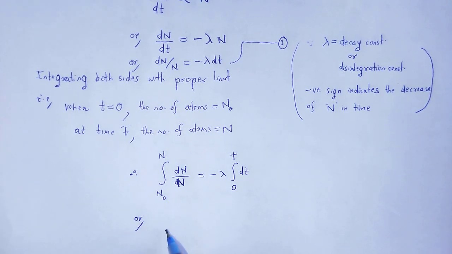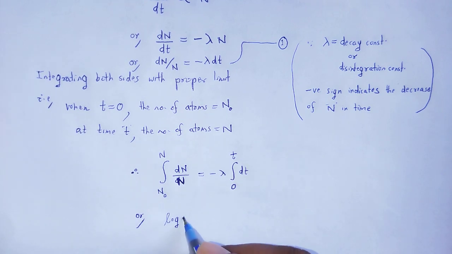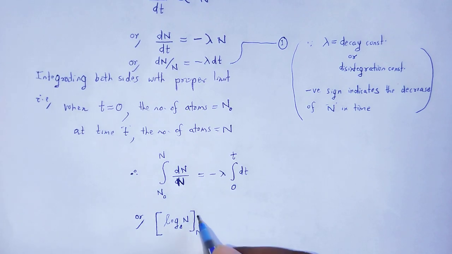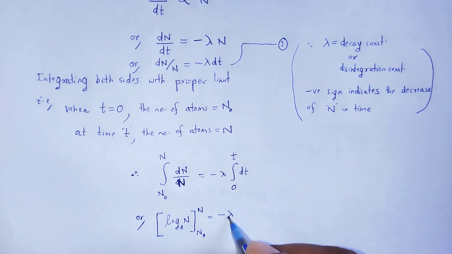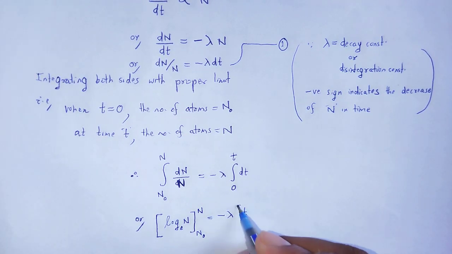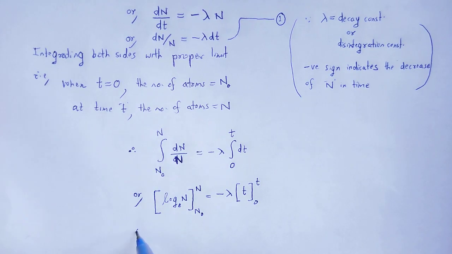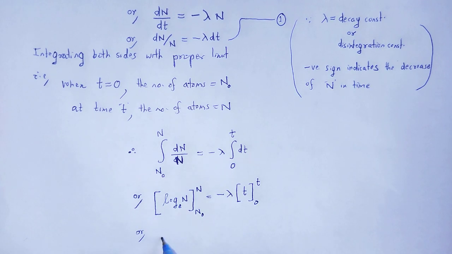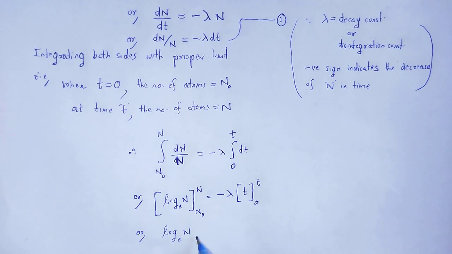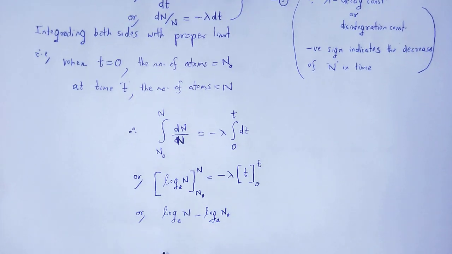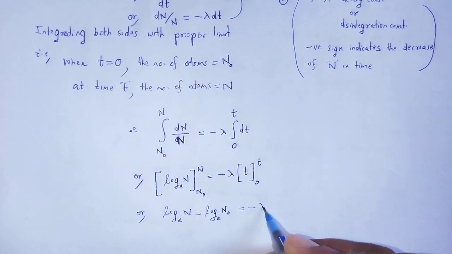dN by N integration, that is log N, with the limits N0 to N, equals minus lambda integration of dt, t from 0 to t, upper limit minus lower limit. So, log N minus log N naught is equal to minus lambda times the upper limit minus the lower limit, that results as t.